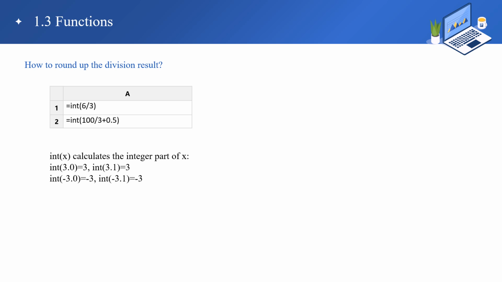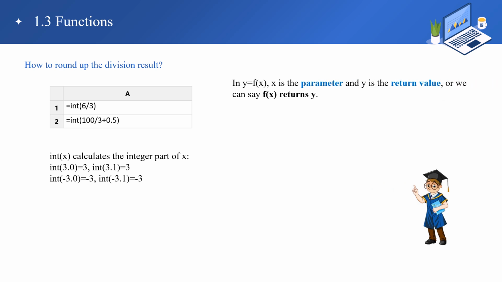We need the int function to get this done. int(x) calculates the integer part of x. For example, int(3.0) equals 3, int(3.1) equals 3, int(-3.0) equals -3 and int(-3.1) equals -3. Here, the equals sign represents a mathematical equation rather than an assignment statement.